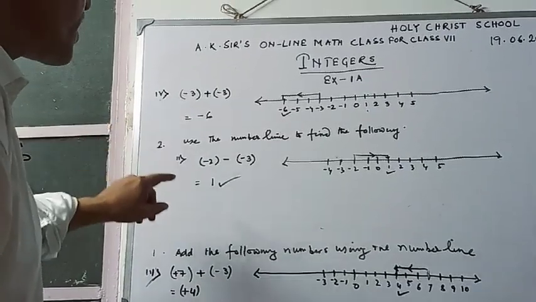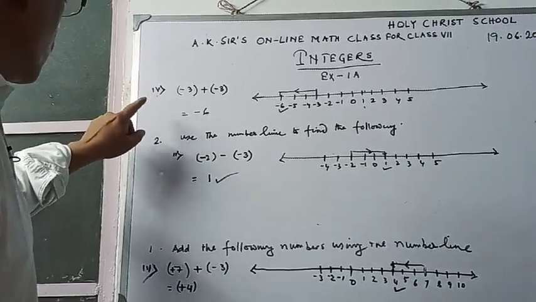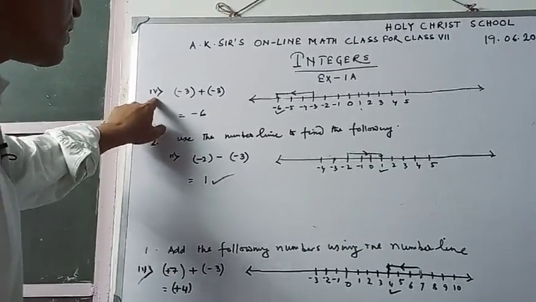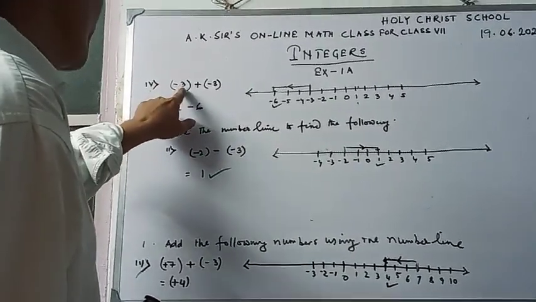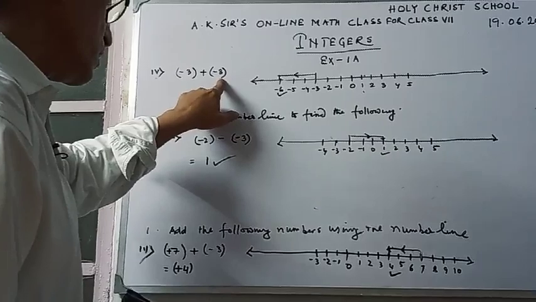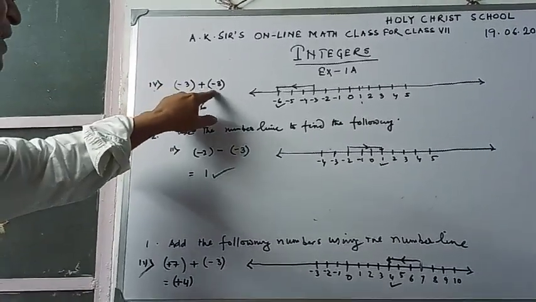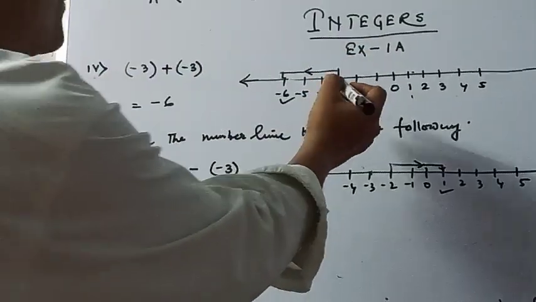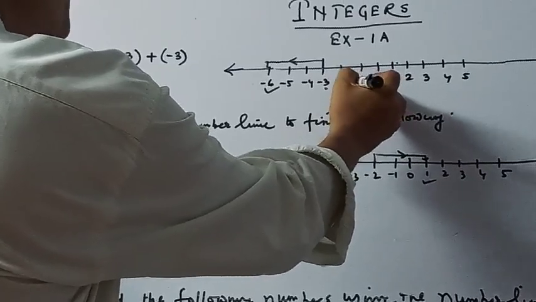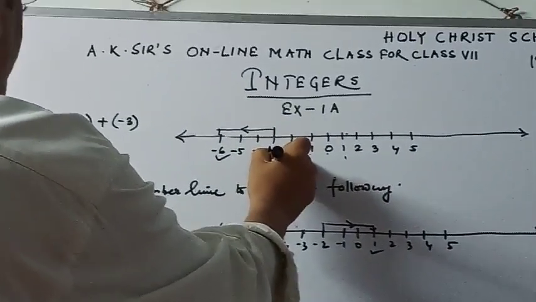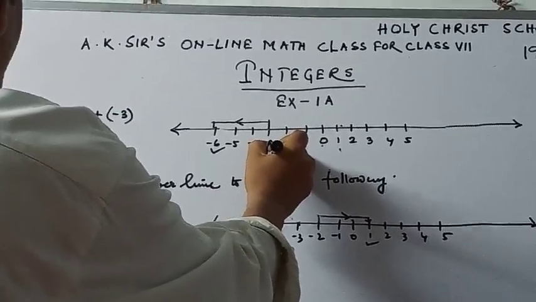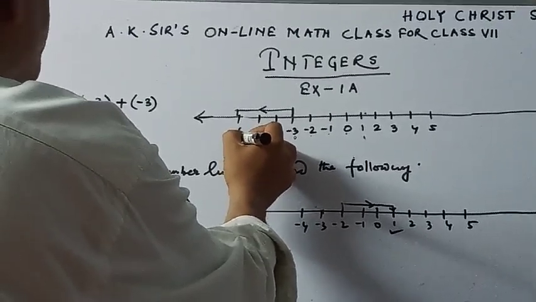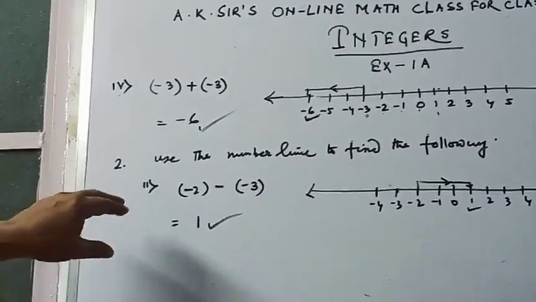Now exercise 1b, sum number 1 part 4. Add the following numbers using the number line. Minus 3 plus minus 3. So you have to add a negative integer with an integer. Minus 3 means here 0, 1, minus 1, minus 2, minus 3. You have to add minus 3 with minus 3. So you have to move left. Where? We reach at minus 6. So the answer is minus 6.